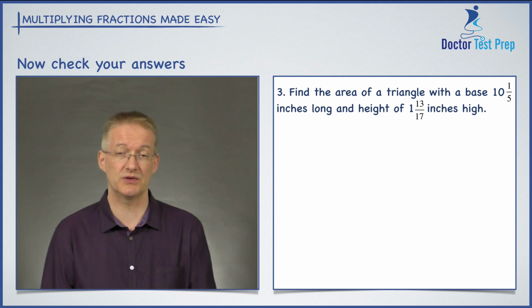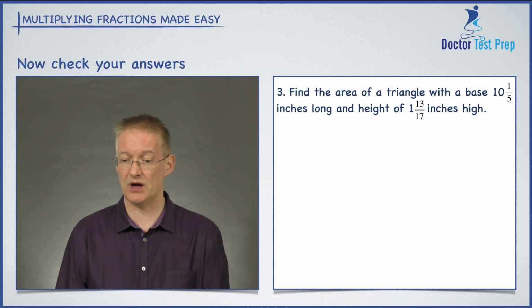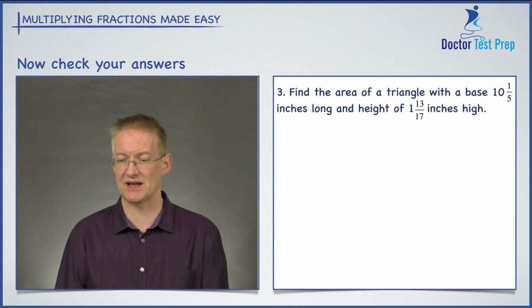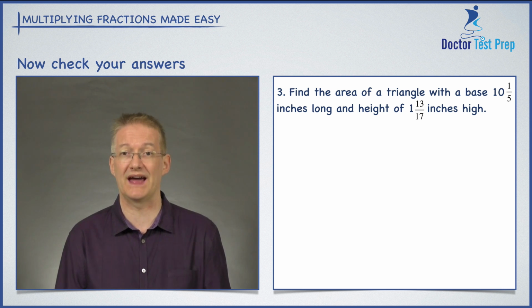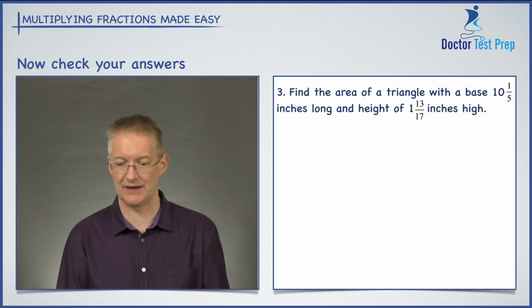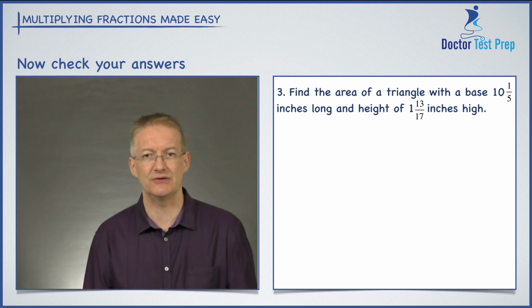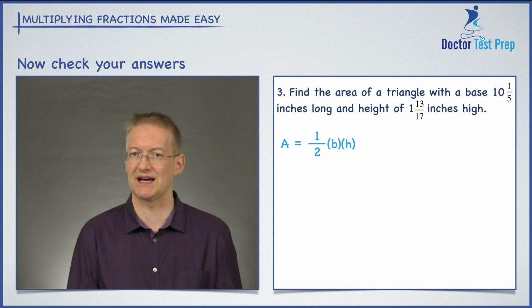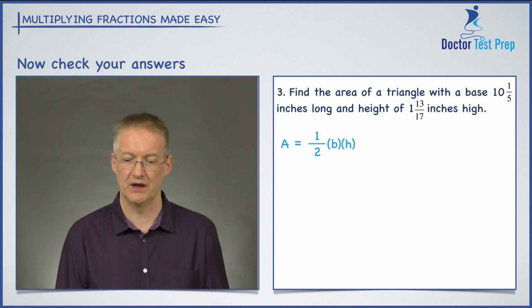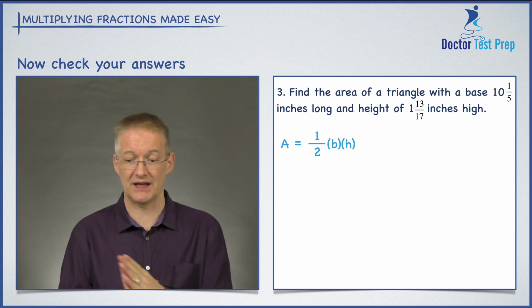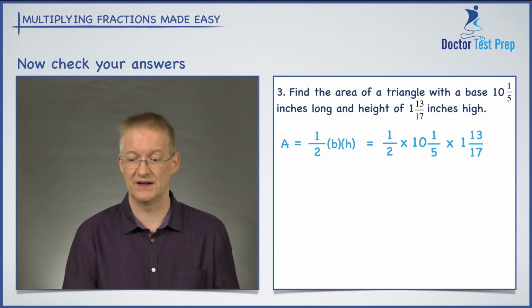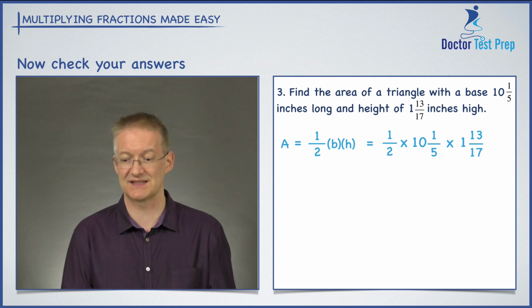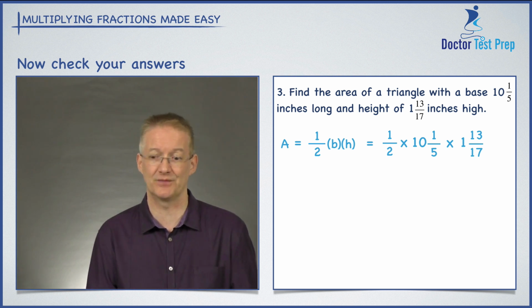Now, with number 3, we've got to find the area of a triangle which has a base of 10 1/5 inches long and a height of 1 13/17 inches high. Now, we're trying to find the area here. So it's half base times height. That's the formula for the area of a triangle. Now, we have the base and we have the height. So we're actually trying to find 1/2 times 10 1/5 times 1 13/17. And that would give me my area.